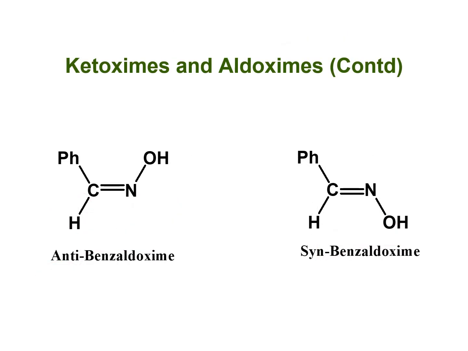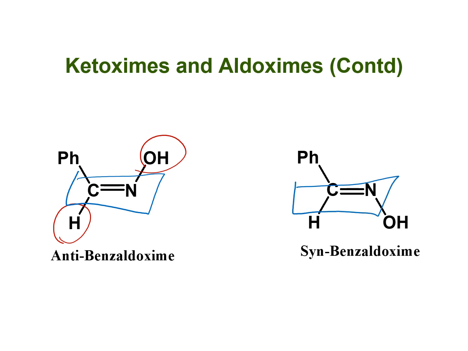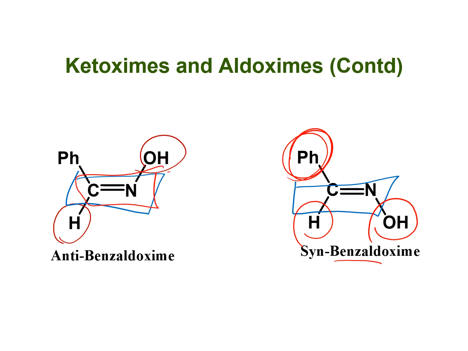In case of aldoximes, we said that you only look at the hydrogen relative to the hydroxyl group, where they are from the double bond. If they are on the same side, then this is the syn aldoxime, and the name of the oxime will depend on the R group. So this is the syn-benzaldoxime. And if they are on opposite sides of the double bond, then this is the anti-benzaldoxime.